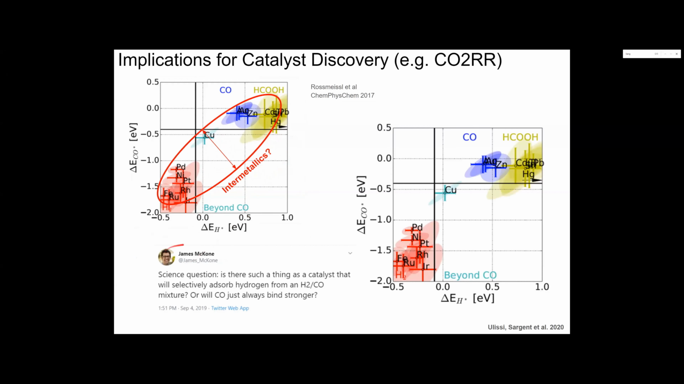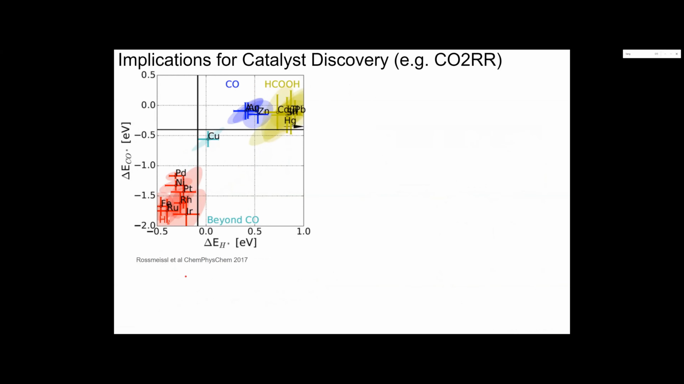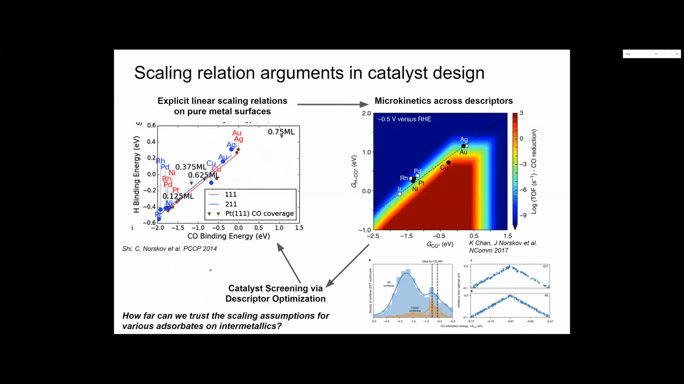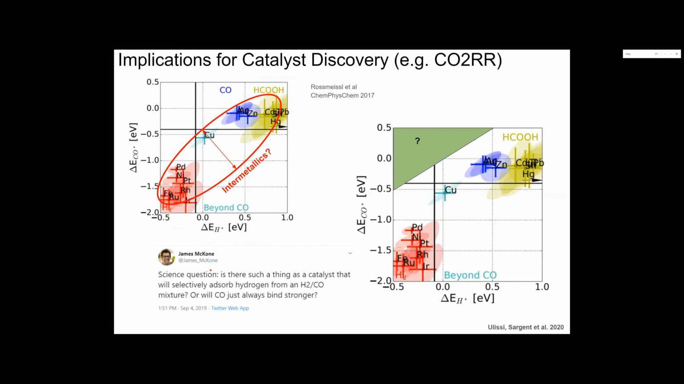I also like this question that I saw on Twitter by James McCone. He asked in September last year, just posted, I think, for a proposal that he was writing, is there such a thing as a catalyst that selectively absorbs hydrogen from a CO-hydrogen mixture stronger than the CO? And so this question is really rooted in the idea that there is a scaling relation that we saw previously between CO and hydrogen. That's where this idea is coming from. And so on the same plot, what James is actually asking is it possible to find alloys or intermetallics that occupy this region in green, where the CO binding energy is actually weaker than the hydrogen binding energy? And currently, that's really difficult to prove or disprove for a class of materials.